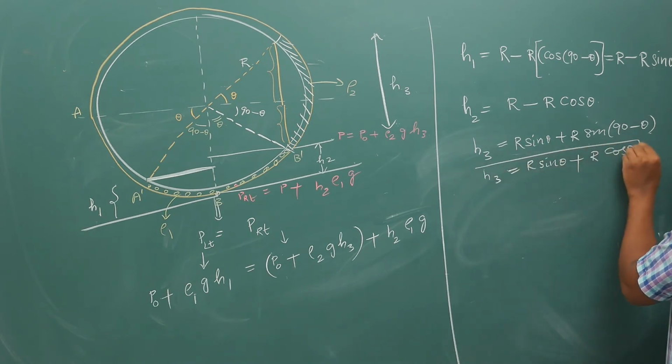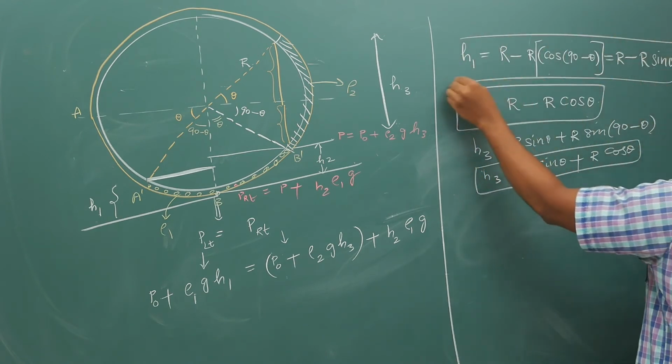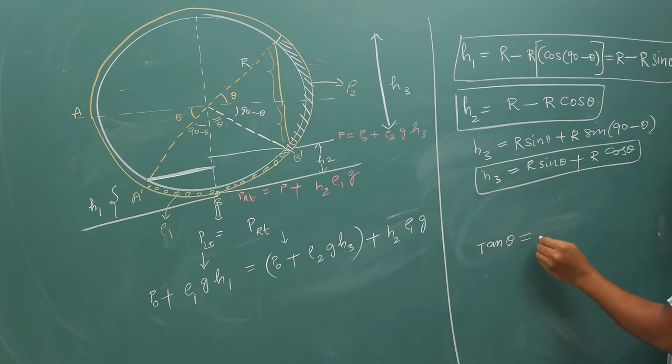which is cos theta. Now I have calculated H3, I have calculated H2, I have calculated H1. Substitute it and give the answer. You will get tan theta is equal to something. Give that something. I will wait.